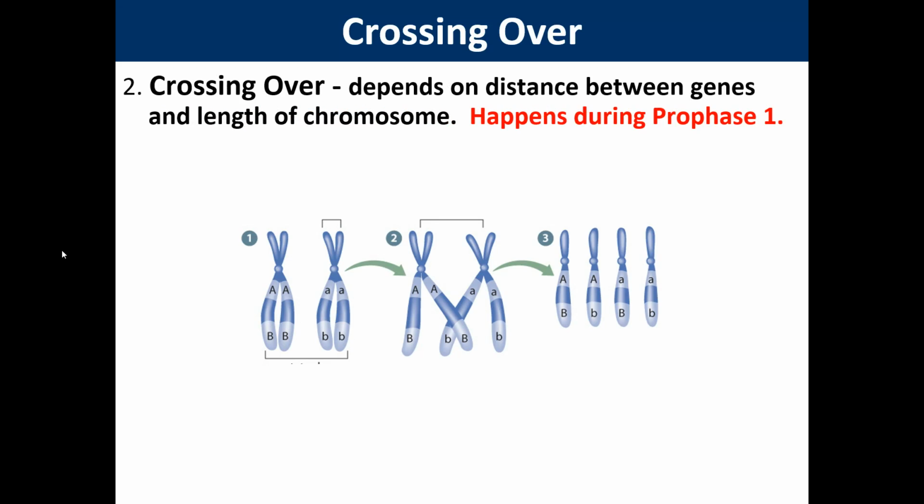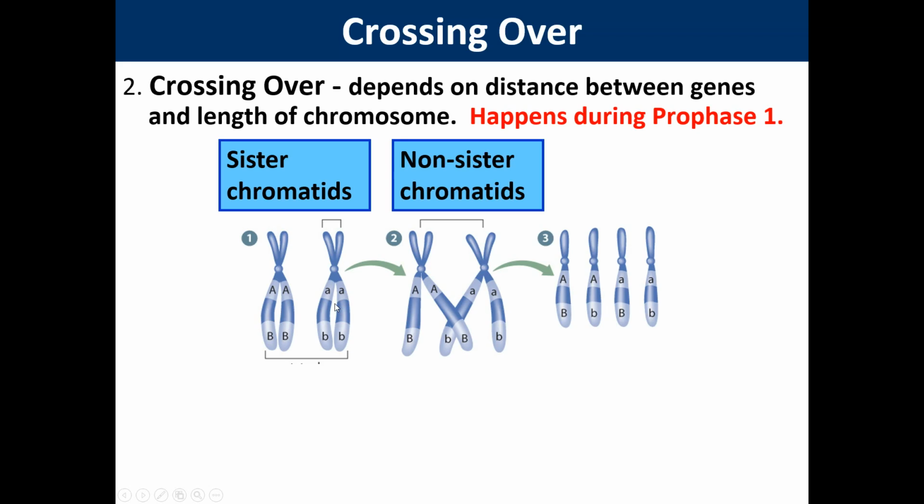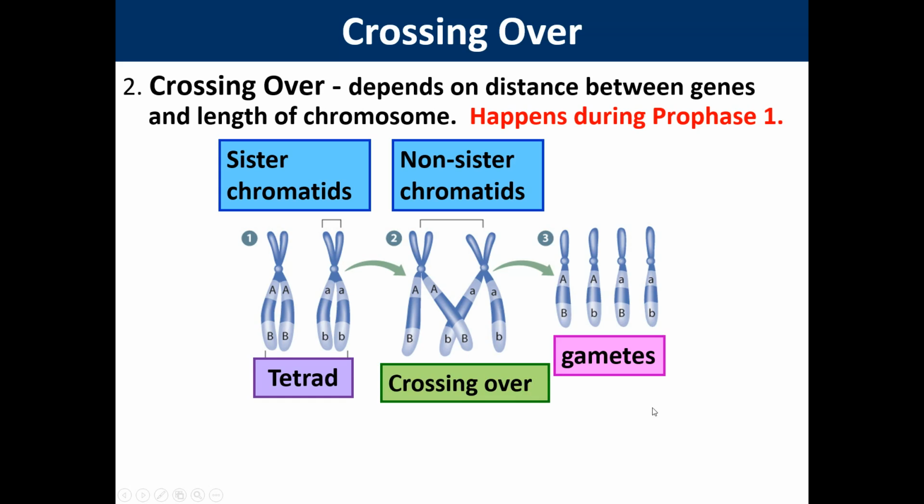Crossing over. It depends on the distance between genes and the length of the chromosome. Crossing over happens during prophase 1. So remember that the two sides of a duplicated chromosome are referred to as sister chromatids. Non-sister chromatids cross over and exchange genetic material. Collectively, the two homologous chromosomes are referred to as a tetrad. And the result is that we get 4 different chromosomes heading to each gamete.